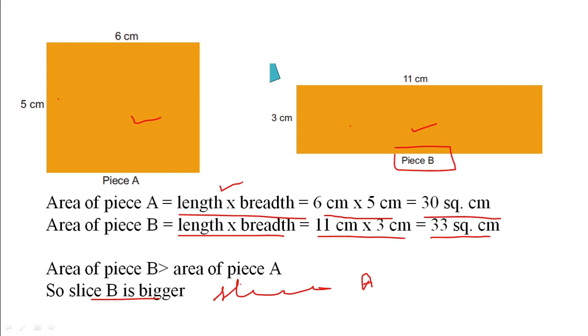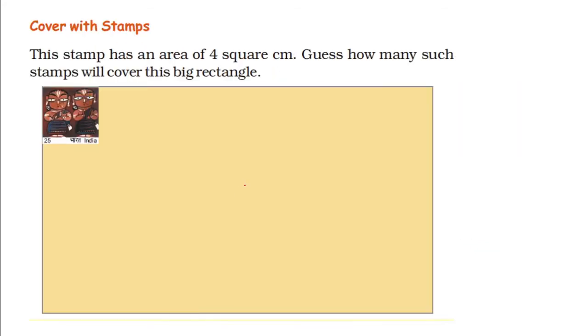Okay. So let us move. Cover with the stamp. This stamp has an area of 4 square centimeter. This is a 4 square centimeter stamp. Means 2 centimeter into 2 centimeter. That is 4 square centimeter. So guess how many such stamps will cover this big rectangle. So let us see.